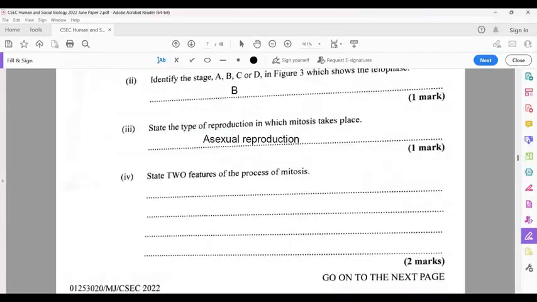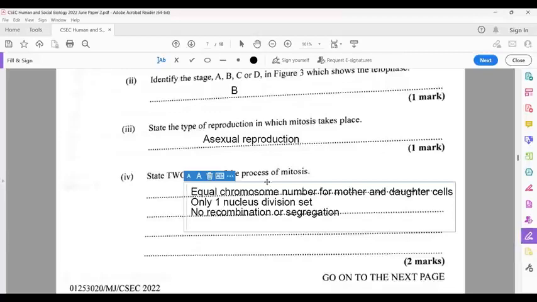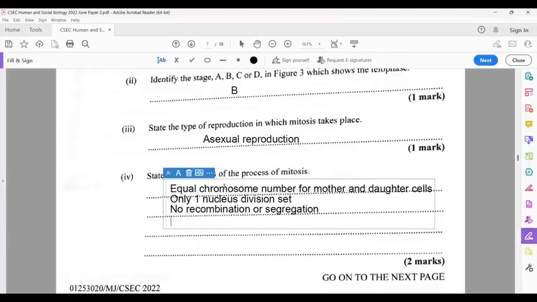State 2 features of the process of mitosis. For 2 marks, quite a bit of features that you could choose from. Equal number of chromosomes for the mother and daughter cell. It's 1 nuclear division, no recombination or segregation of chromosomes.